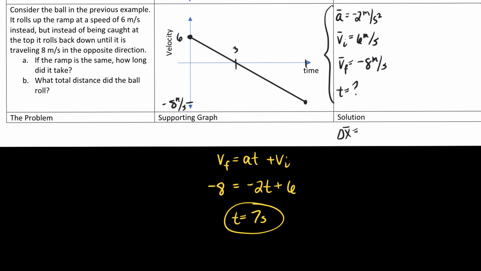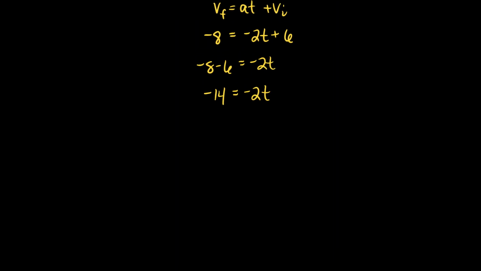Then, first thing I would probably do is subtract 6 from both sides. So -8 minus 6 equals -2t. -8 minus 6 is -14 equals -2t. And then divide both sides by -2. And t equals 7 seconds.